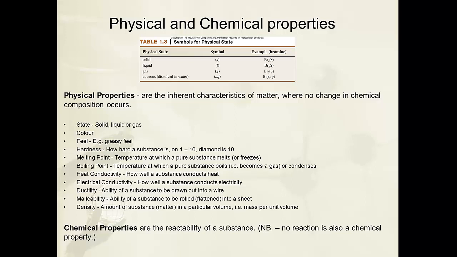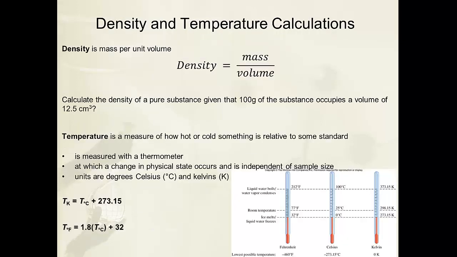Now, physical properties won't change the chemical composition of the substance, whereas chemical properties discuss how the substance reacts, how it changes chemically. These are chemical properties. A chemical property describes, more or less, a chemical reaction of some kind.